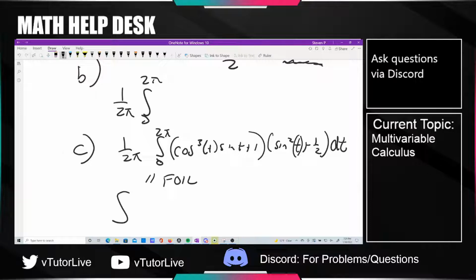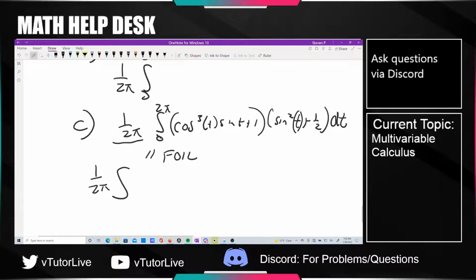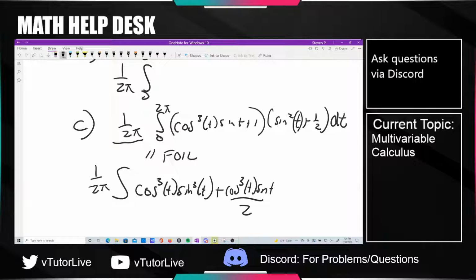And what this looks like to me is, I'm going to ignore the constants, but I'll write them here. Just make sure you're careful about them, right? Not to drop anything. But this looks like it turns into cosine cubed t, sine cubed t, plus cosine cubed t, sine of t, over 2, plus sine squared of t, plus 1/2 dt. So from problem 1, we already knew how to integrate sine squared t plus 1/2. That should be easy enough.